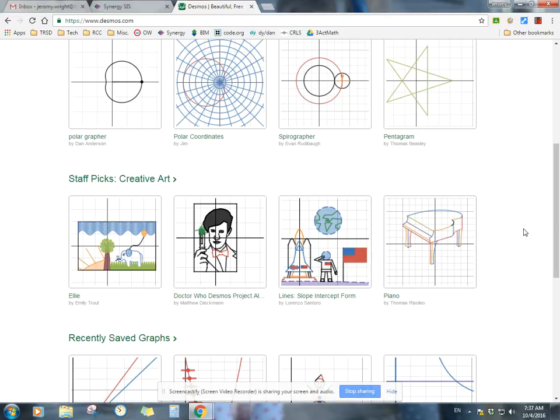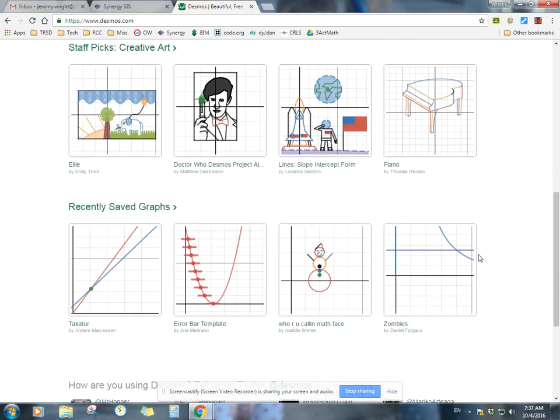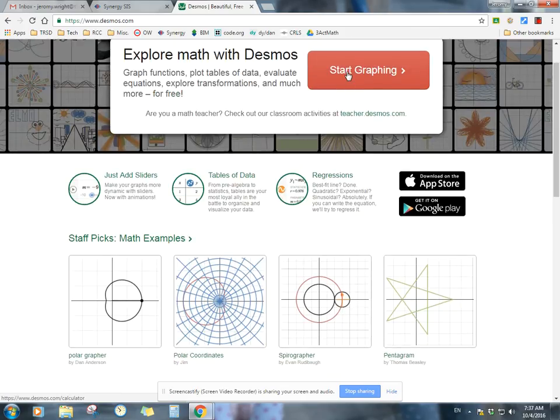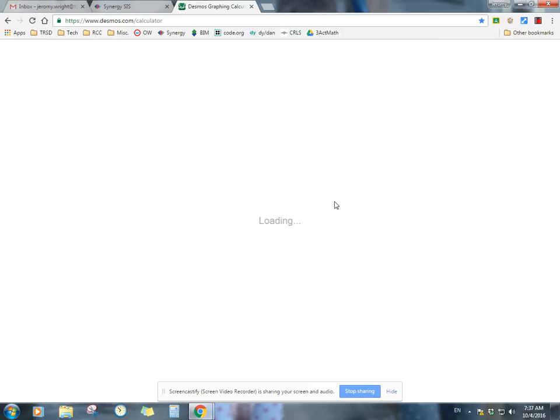So be sure that if you're assigned to complete a project, you don't just click on one of these creative art projects and pass it off as your own. Then recently saved graphs. But anyway, we're going to get started with the calculator.